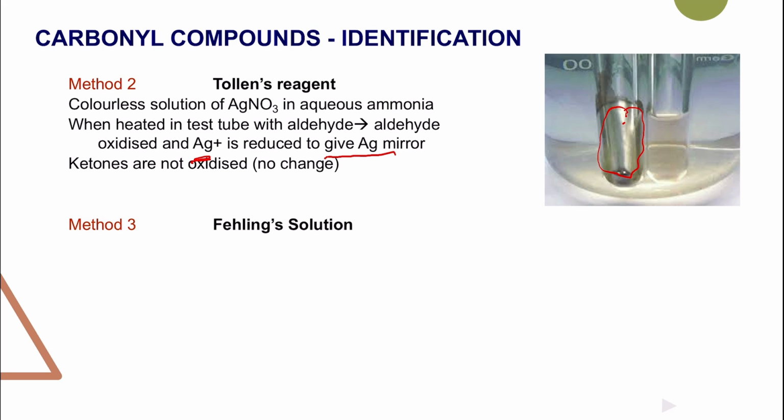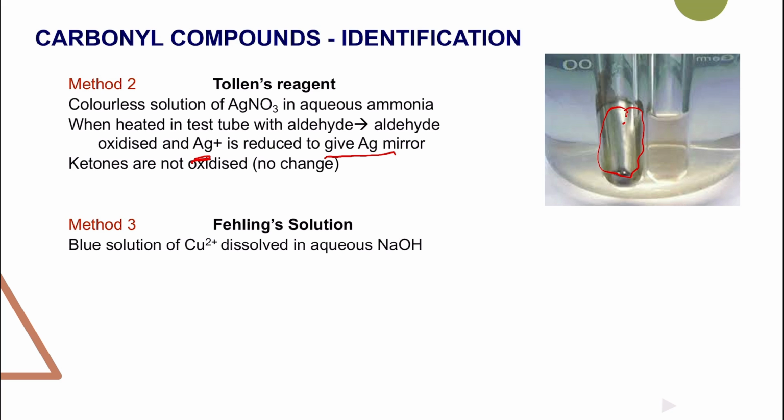However, ketones are not oxidized, because we know that ketones will not be oxidized to carboxylic acid, and they will give a negative Tollens test. The second method which can distinguish between aldehydes and ketones is the Fehling's solution, or Fehling's test.